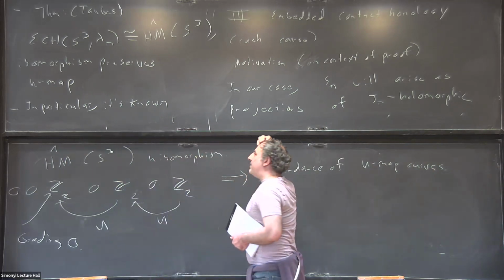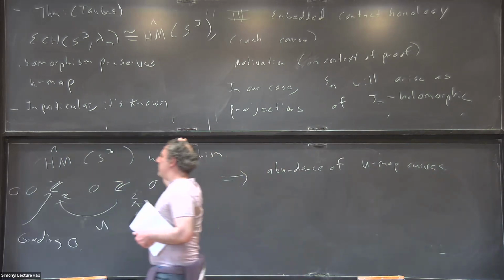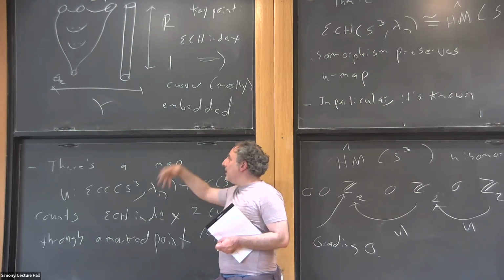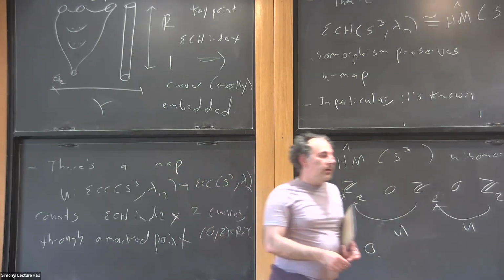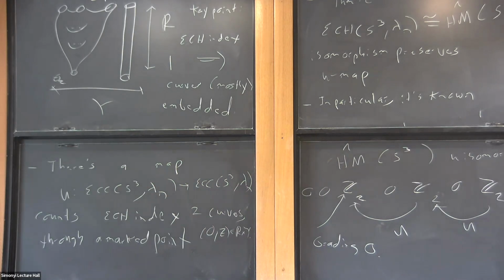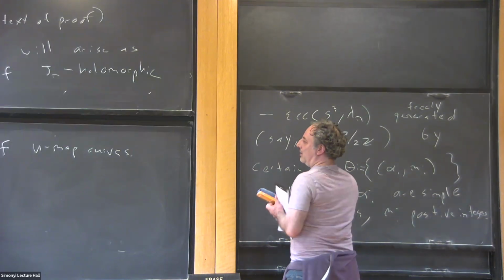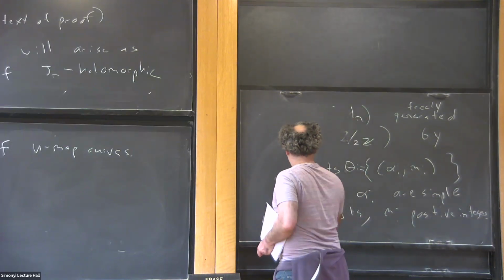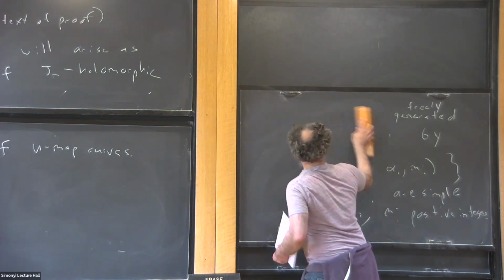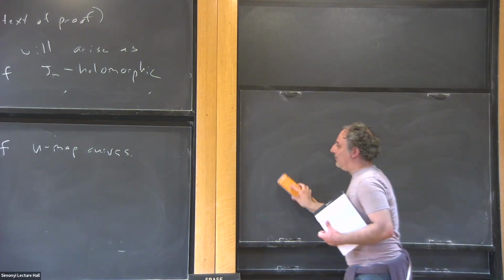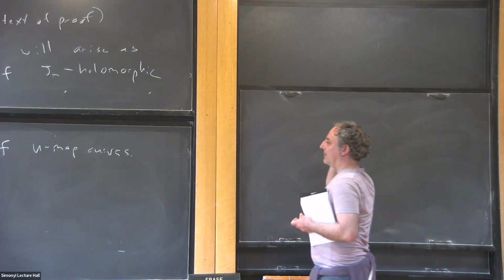So the basic plan then is to use Seiberg-Witten to get lots of U map curves from lambda n that project to global surfaces of section, and then try to take some kind of limit. Okay. If there are no questions, let's continue.